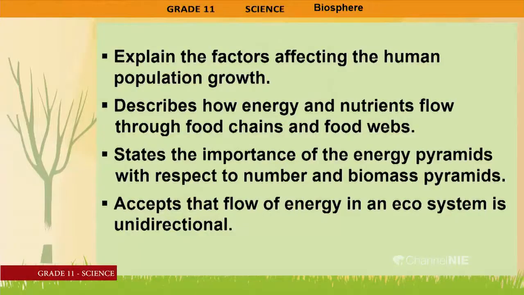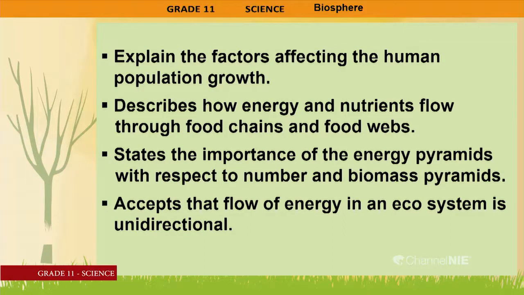Explain the factors affecting the human population growth. As I told you earlier, we are going to identify the typical growth curve and the human population growth curve, and we see differences. So, we need to explain the factors affecting the human population growth. The next one, describe how energy and nutrition flow through food chains and food webs. You have already learned about food chains and food webs when you were in other grades, but we are going to learn about them in somewhat more detail here in this unit.